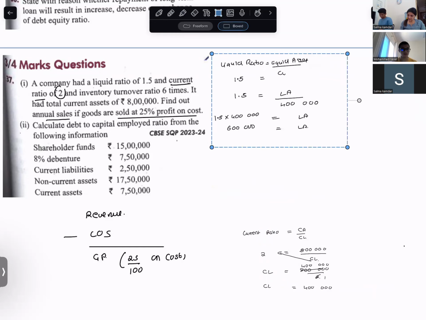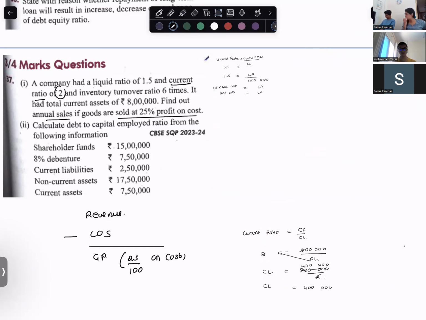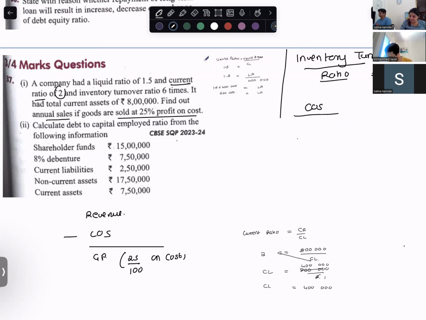Okay. Now what is given to me? Inventory turnover ratio is 6 times. Give the formula of inventory turnover ratio. Inventory turnover ratio is cost of sales divided by average inventory. So cost of sales divided by average inventory is equal to 6 times.